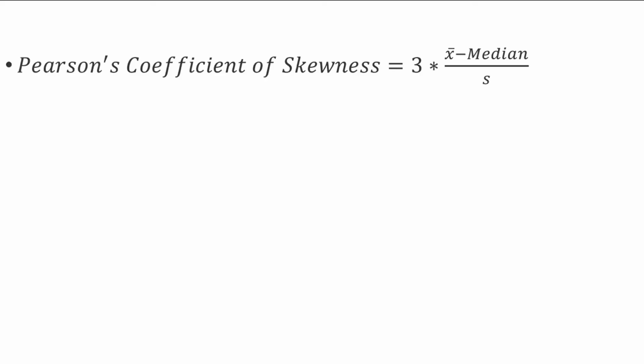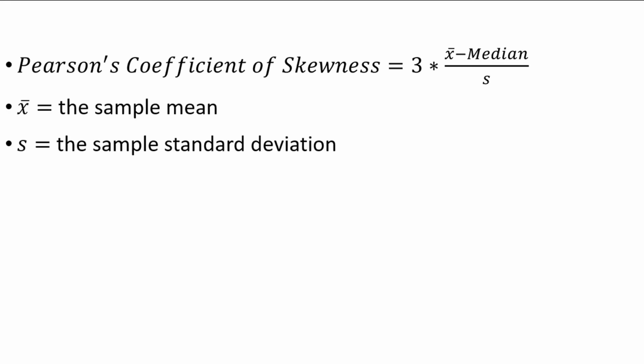Pearson's coefficient of skewness is one of many ways to measure skewness. It can be calculated by taking 3 multiplied by (x bar minus the median), divided by s. X bar represents the sample mean and s represents the sample standard deviation. The use of x bar and s suggests sample data, but you could also apply this formula to population data, substituting mu for x bar and sigma for s.